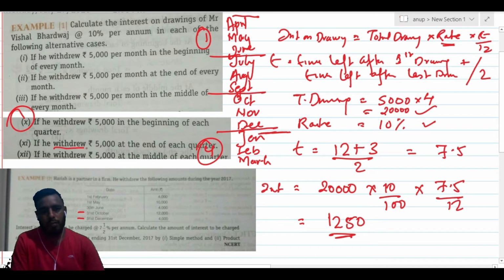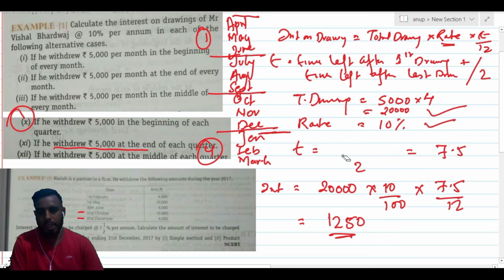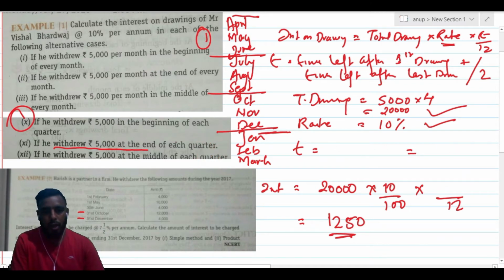If he withdraws 5,000 at the end of each quarter, the amount remains the same, 20,000. The rate also remains the same, 10%. But we need to find t. Why? Because this time he is withdrawing at the end of each quarter. Previously he was withdrawing at the beginning. Now he is withdrawing at the end of each quarter.